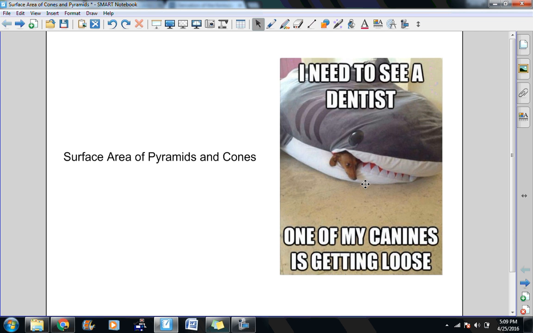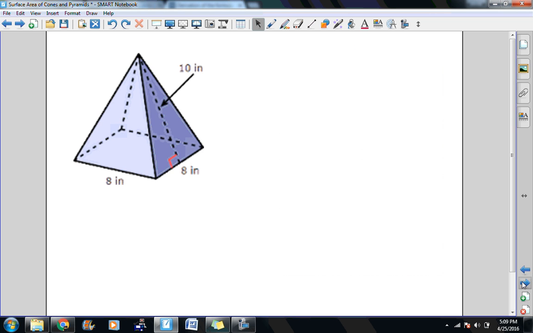If I see you not drawing out nets, you probably will be forced to start over whatever assignment you had started. So make sure, please, please, please, draw out as many nets as you possibly can for these shapes.